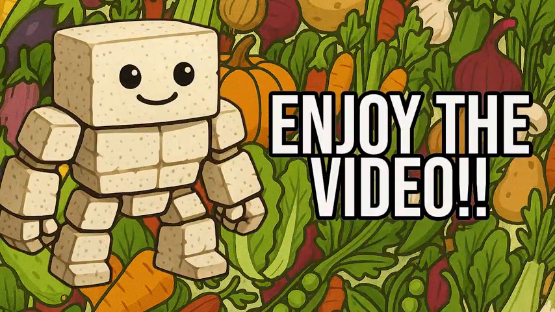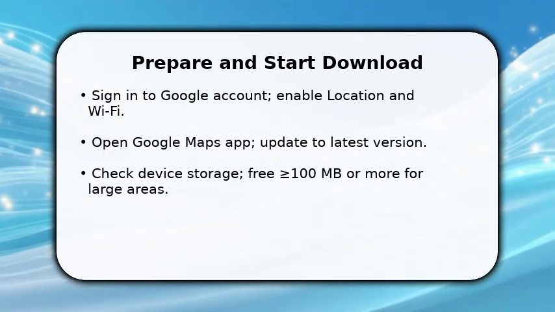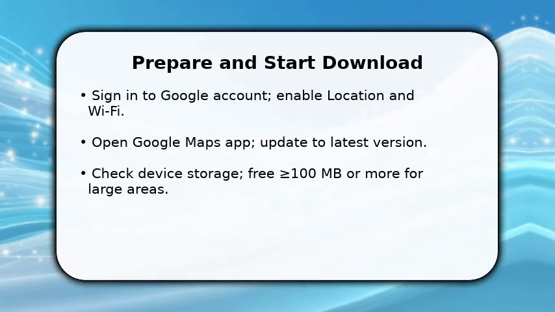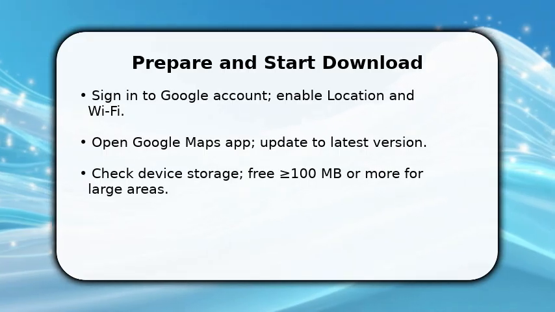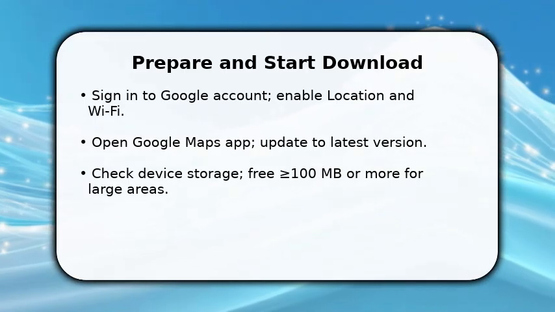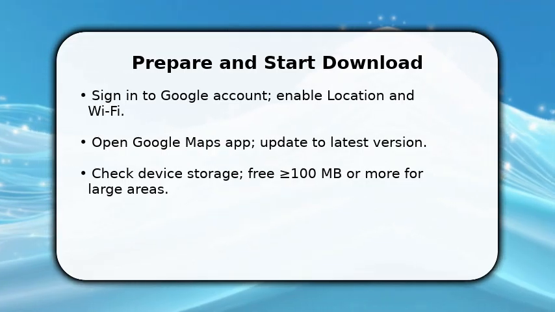Please enjoy the video. You'll begin by preparing the device and initiating the offline area. First, sign into your Google account and enable location so Maps can estimate your area. Once done, ensure the app is updated and connect to Wi-Fi to avoid mobile data charges. Make sure you have enough storage. Download sizes vary by area, free up space if needed.